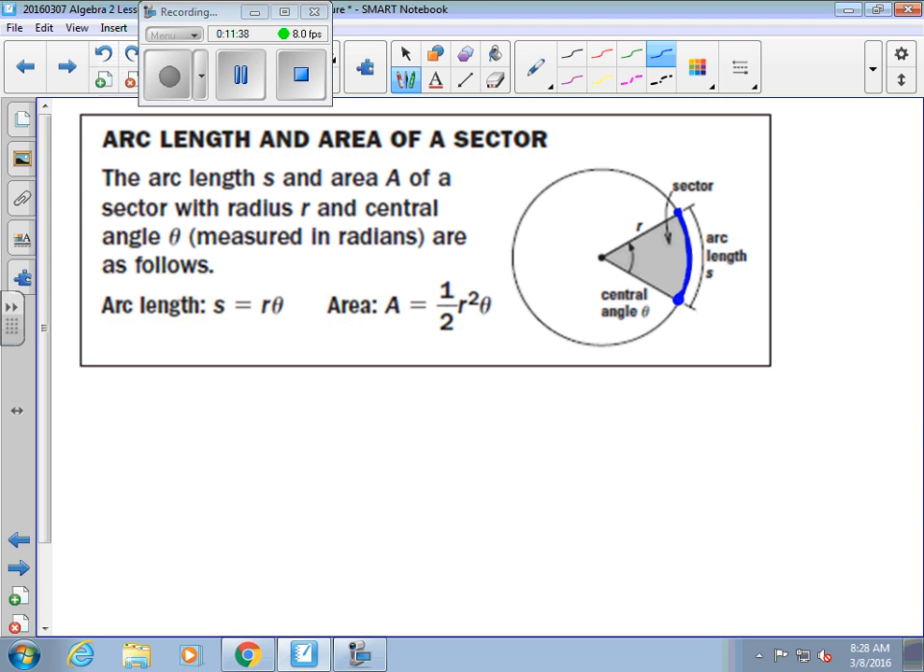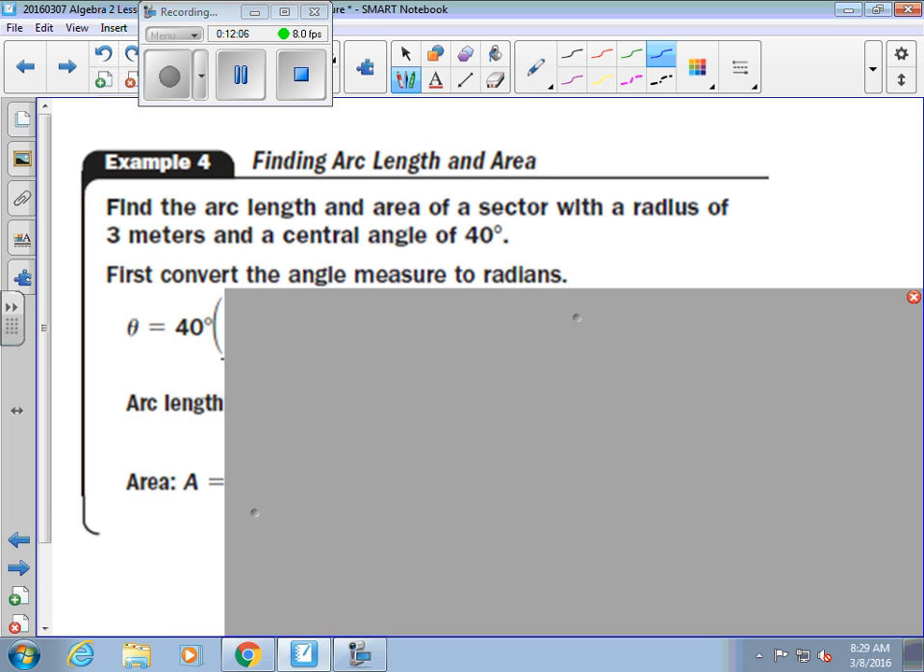To find the area, or to find how big of a piece that is, think about a slice of pizza. To find the area, you take half of the radius squared times the angle. Half times radius squared times the angle. Remember, radius squared, you're going to do that part first. Then you're going to take half of that. Then you're going to multiply it by whatever the angle measurement is. Again, let's look at an example of that. Finding arc length and area.